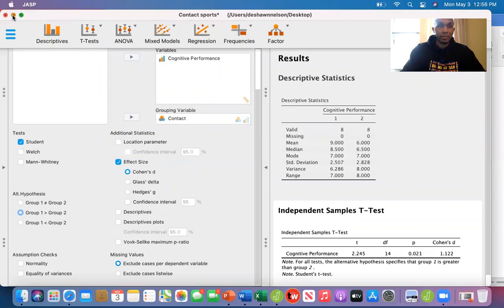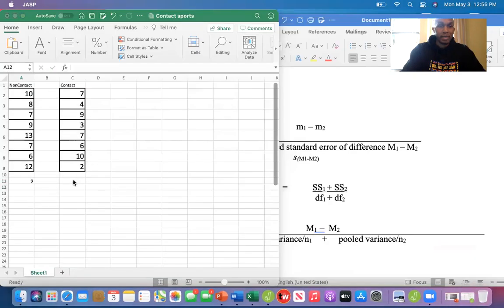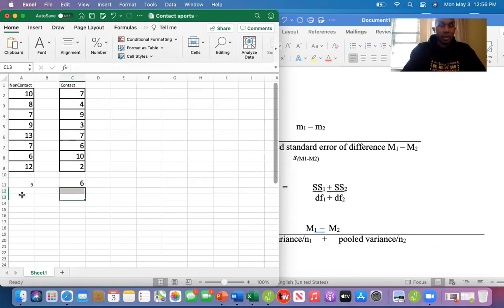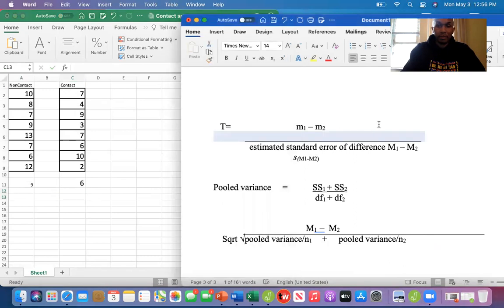All right, so I'm just going to write 6 in for the contact group, but I at least wanted to show you how you can just run the function quickly. All right, so we have our two means. We have 9 minus 6, which is going to equal 3. Okay.